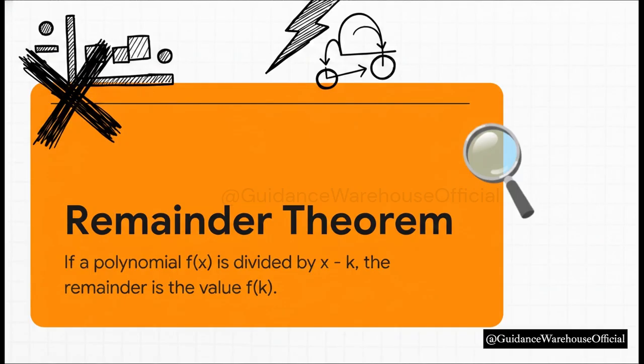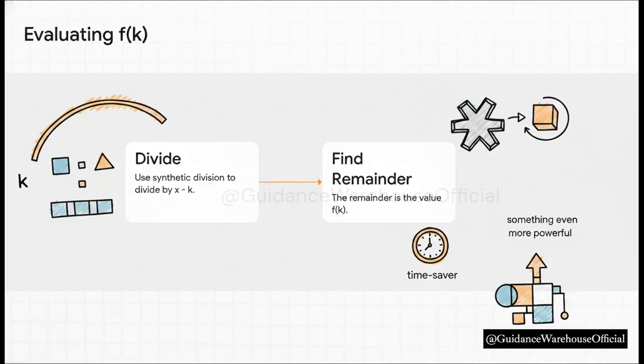It basically says that if a polynomial, f of x, is divided by x minus k, the remainder is simply the function evaluated at k. You literally just plug the number right in. Let's look at how this plays out on paper.